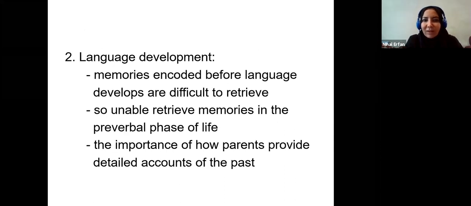Now, language development: memories encoded before language develops are very difficult to retrieve. Usually around the age of 3 or 4, pretty much by 4, your language is fully developed. So it's harder to retrieve things from before that, and it's almost impossible to retrieve them in the pre-verbal phase of life, unless, like I said, it was a major traumatic event. So here you really rely on how your parents give you a detailed account of the past. How do parents tell you about your past? How do you know about your baby years?